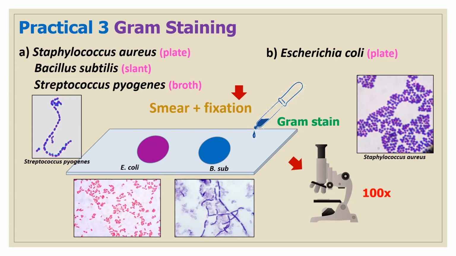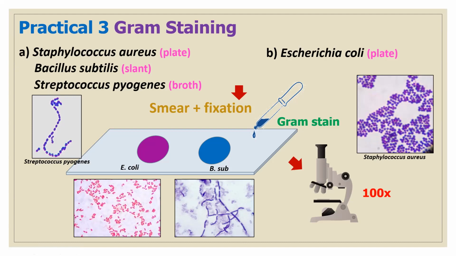And here are the images that I wish you could be able to see under your slide sample. Here is the structure of the Streptococcus pyogenes. Cell arrangement is in chain, and it is gram positive bacteria, and the shape is cocci. For E. coli, it is gram negative bacteria. The shape is rod and no cell arrangement. For Bacillus subtilis, they are gram positive bacteria in rod shape.